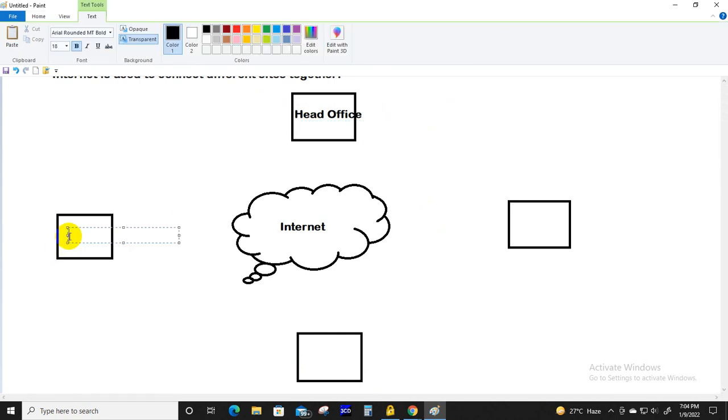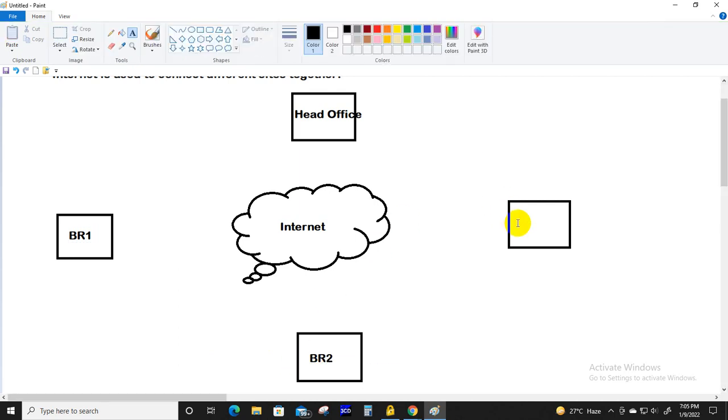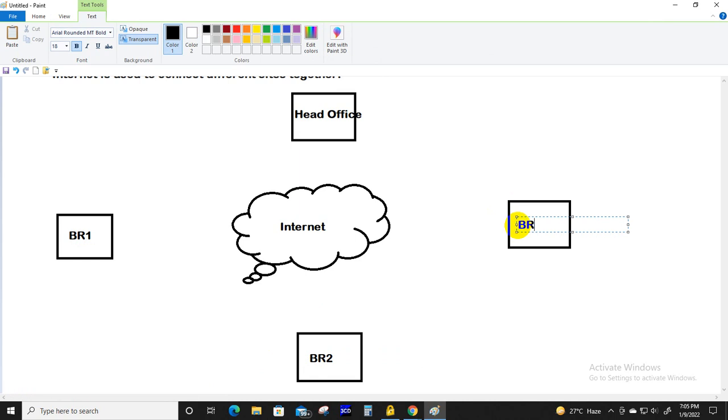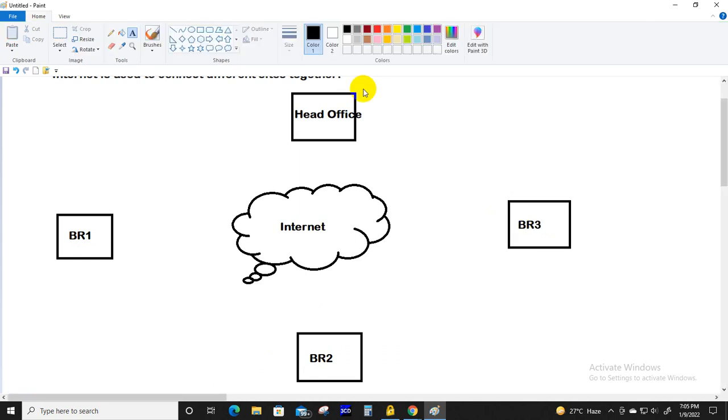This is branch 1, this is branch 2, this is branch 3. So in this case, internet is used to connect different sites or different branches together.